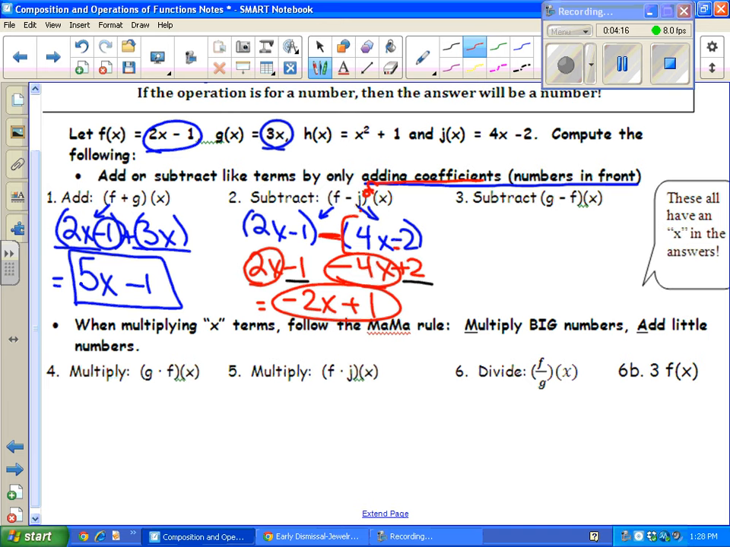Now we're going to subtract g minus f. Order is important, so g comes first, 3x, minus f of x, which is 2x minus 1. Okay, some people like to do a shortcut way.